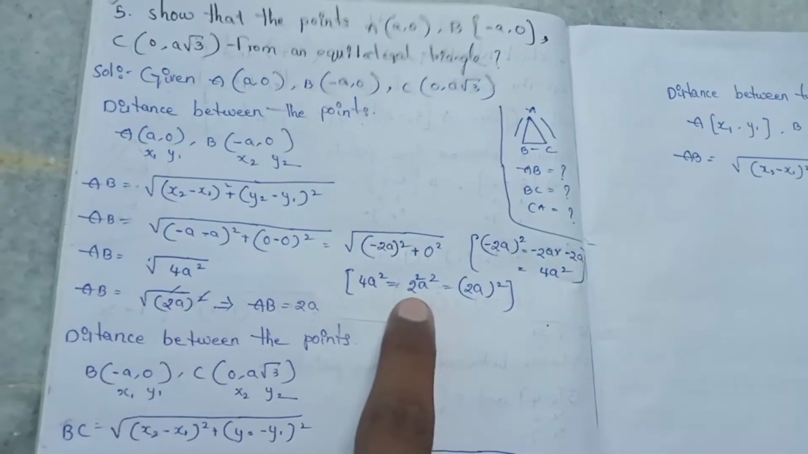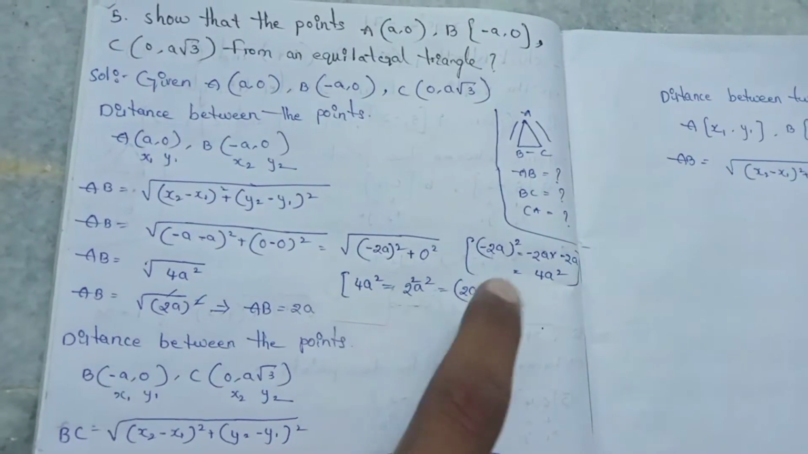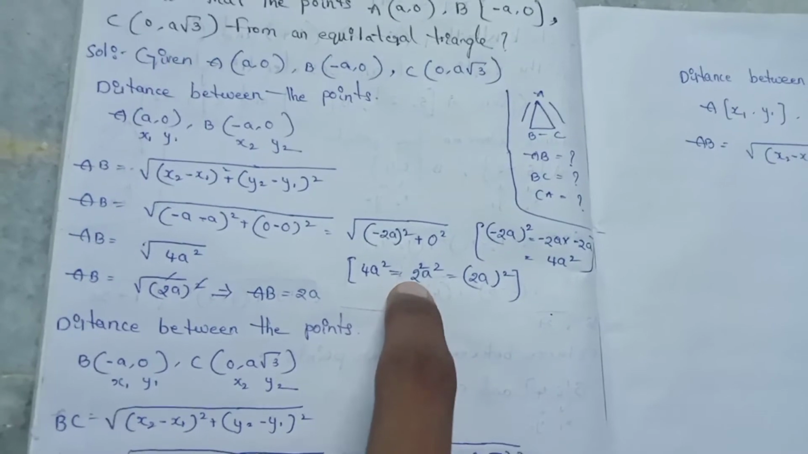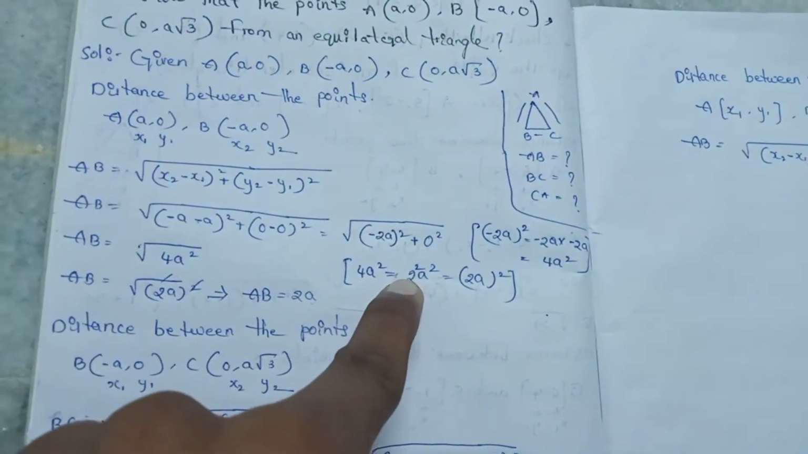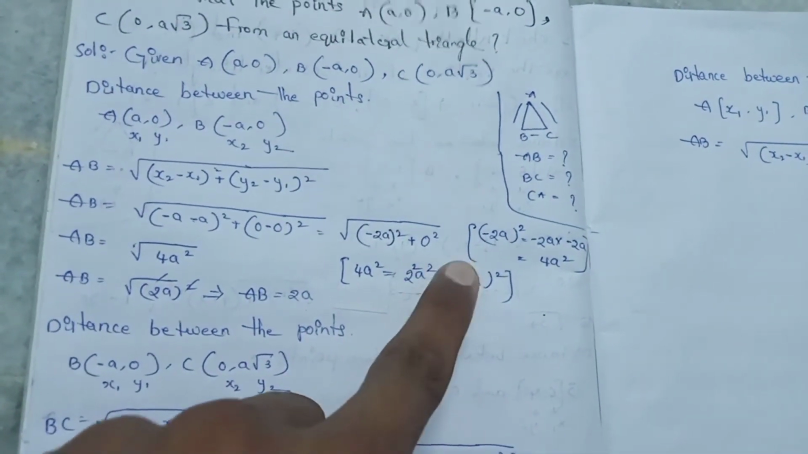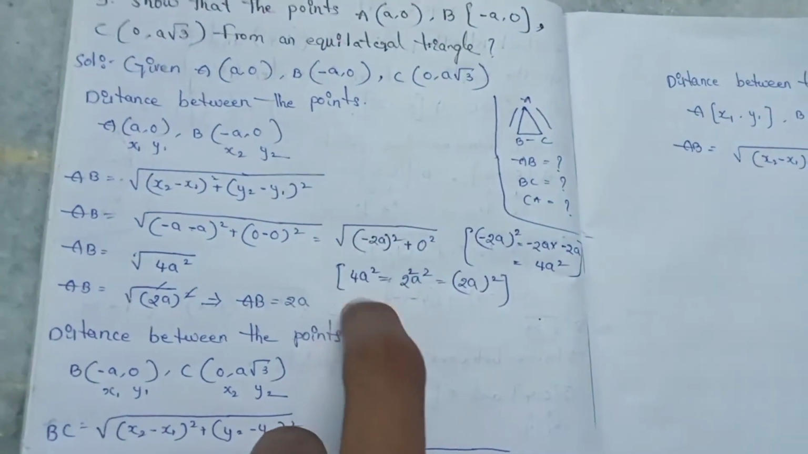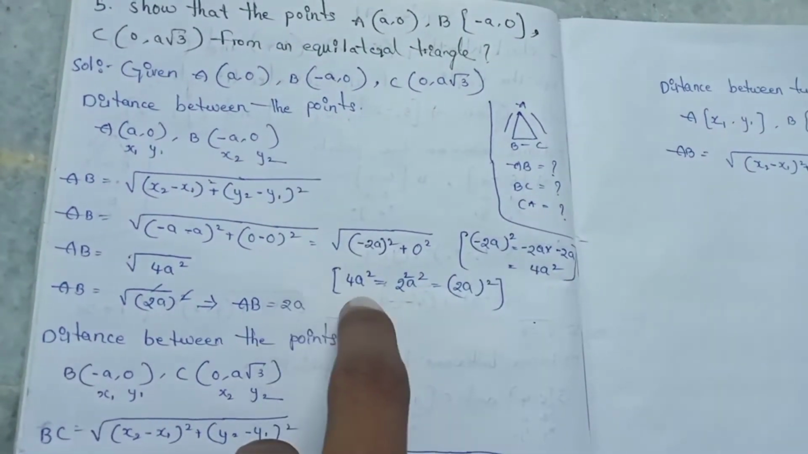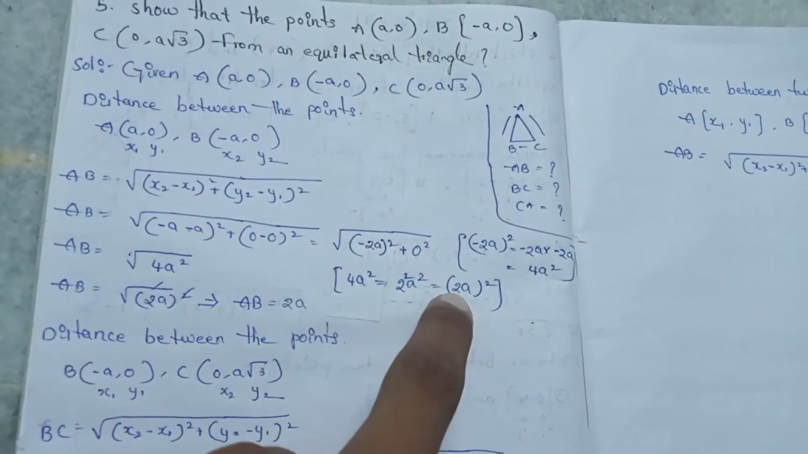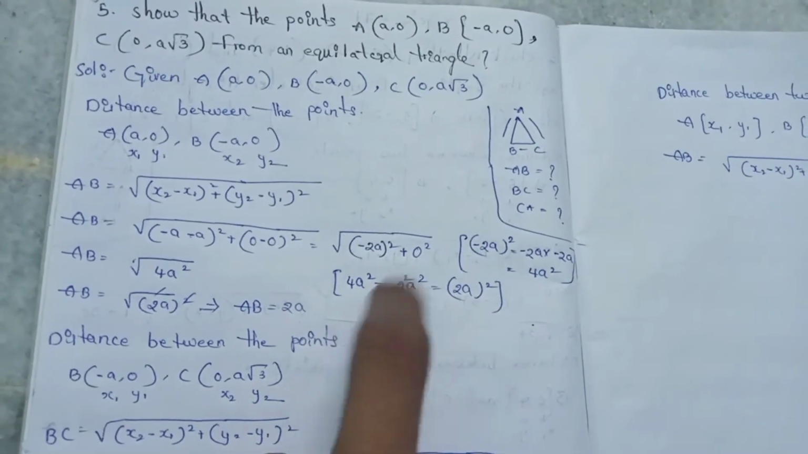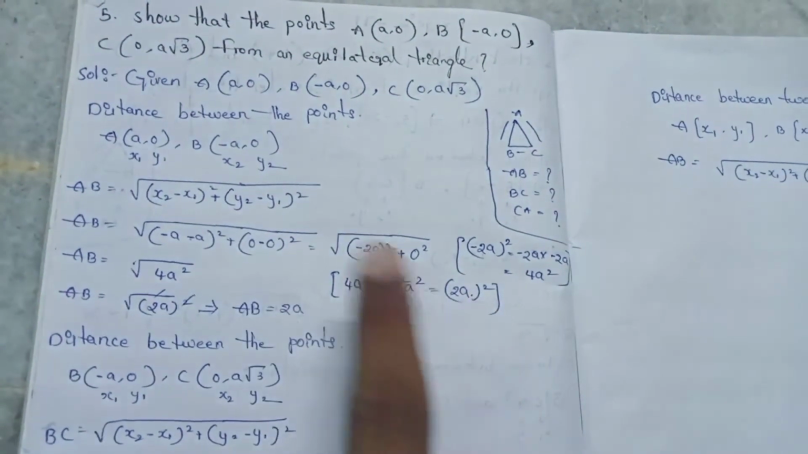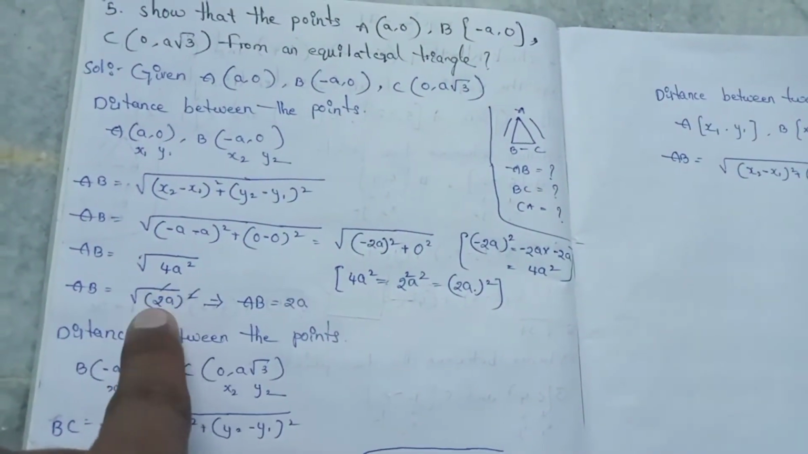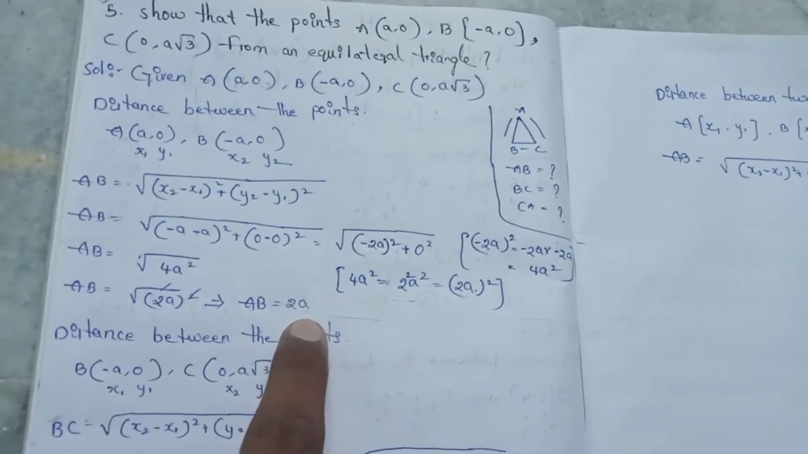4A square can be written as 2 square into A square. Now observe this: it is in the form of a power m into b power m, which is ab whole power m, that means the powers are equal but the bases are different. So I have combined the bases, 2A whole square, since both terms have a square. The square root cancels. Now the AB value is 2A.